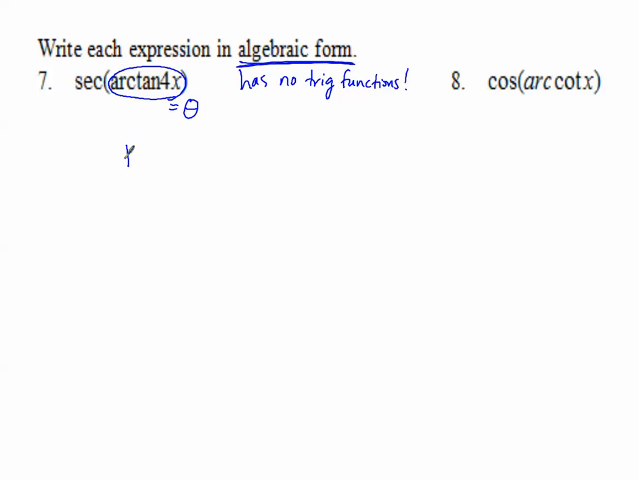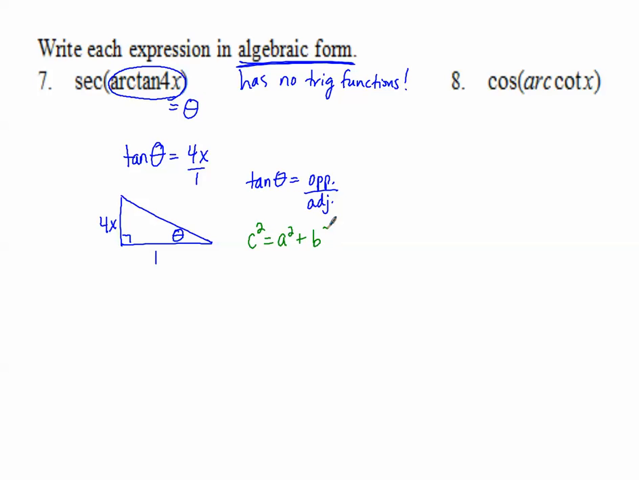So we draw a reference triangle because 4x is not on our unit circle. Put theta in one of the acute angles. Remind yourself that tangent of an angle is opposite over adjacent. So 4x is like 4x over 1, opposite is 4x, adjacent is 1. Here we need the Pythagorean theorem. C squared equals a squared plus b squared. C is what we don't know. 4x squared plus 1 squared makes 16x squared plus 1. Take the square root. It can only be positive because it's the side length of a triangle. Negative doesn't make sense. Plug it in there.